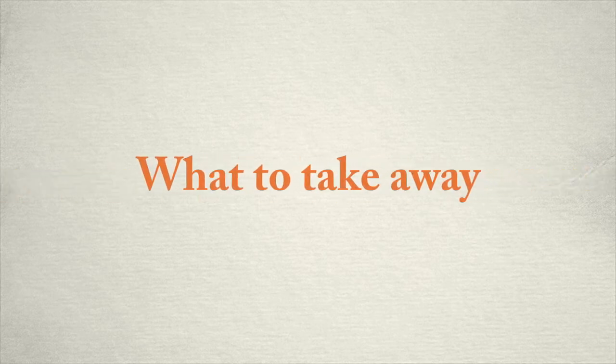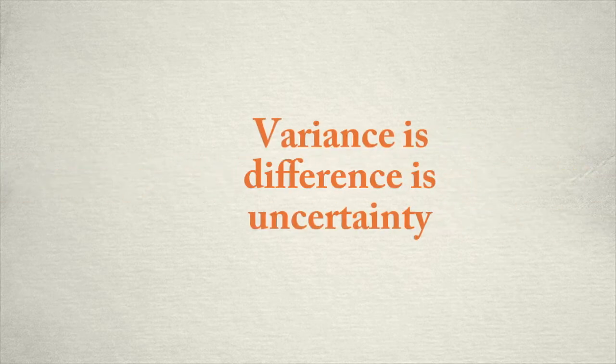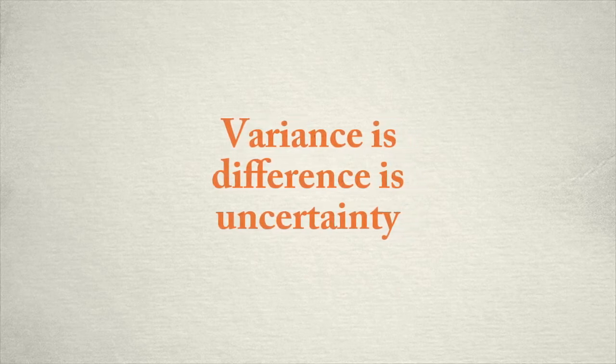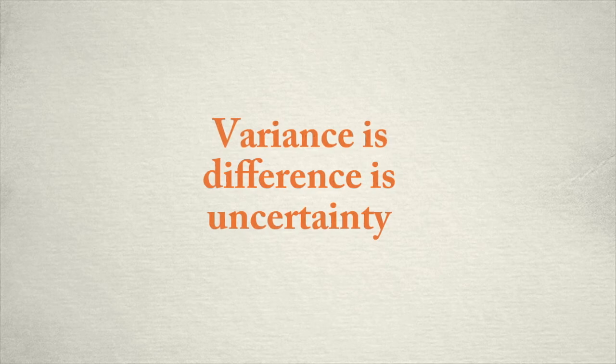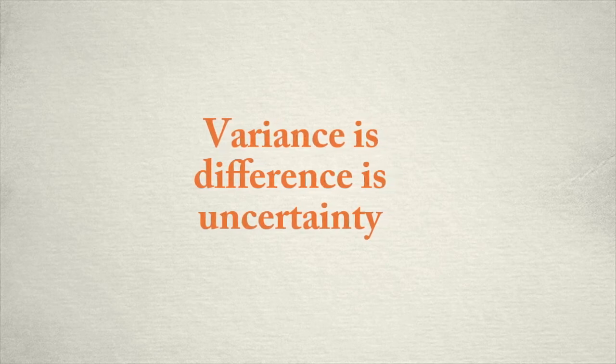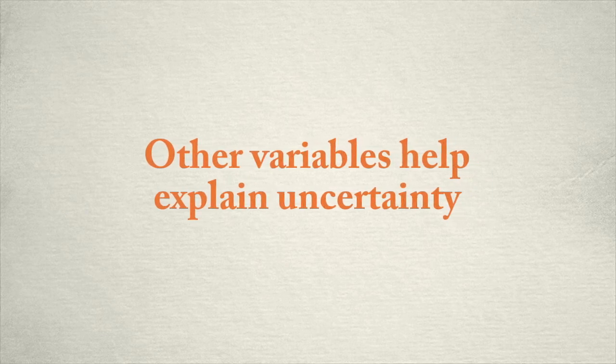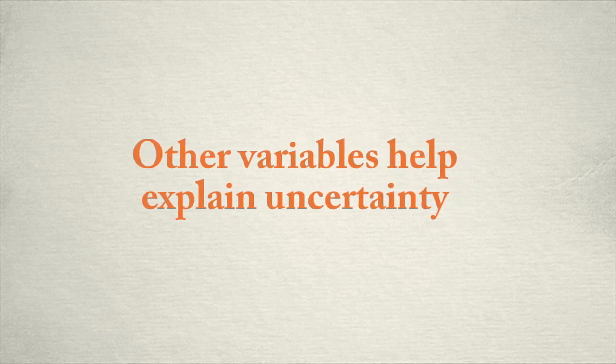So what do I really want you to take away from this? Variance has to do with how different the data points are from one another within a particular variable, and that is uncertainty. We can employ statistical models using other variables to help us explain at least some of that uncertainty.